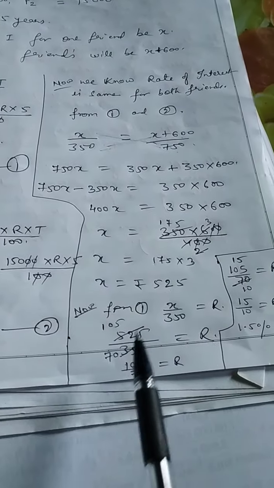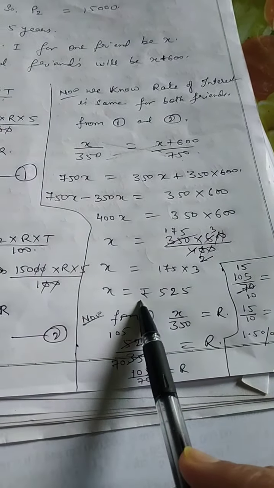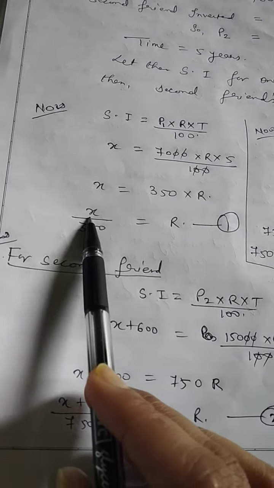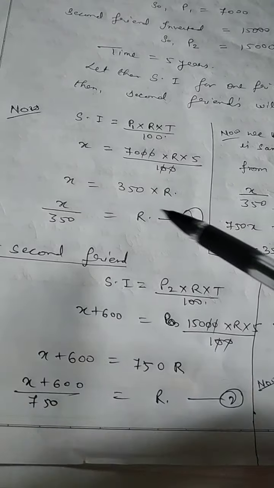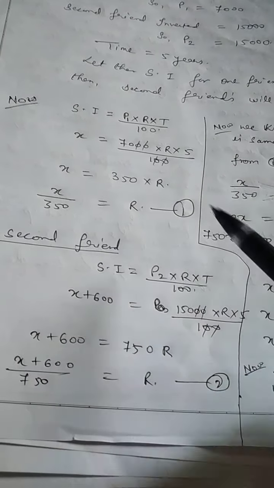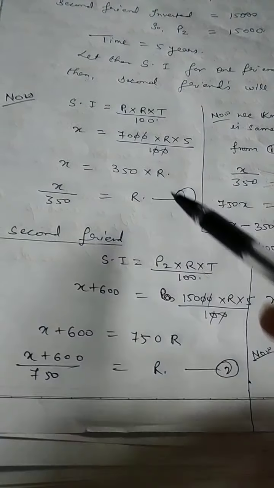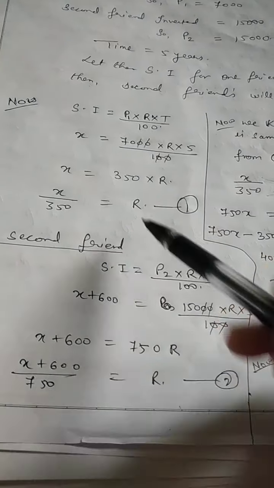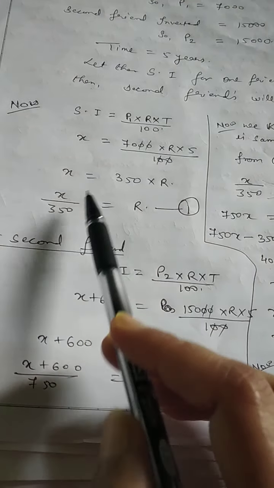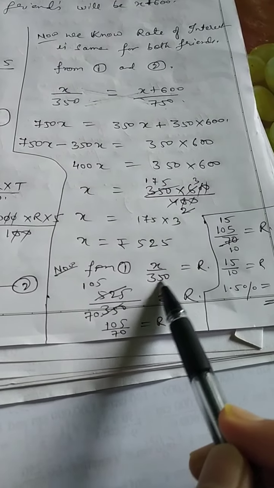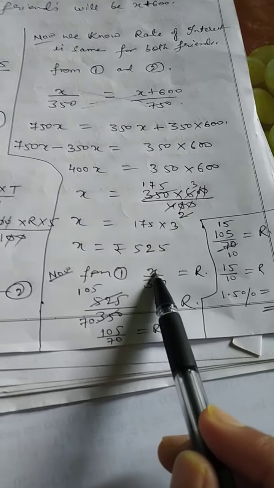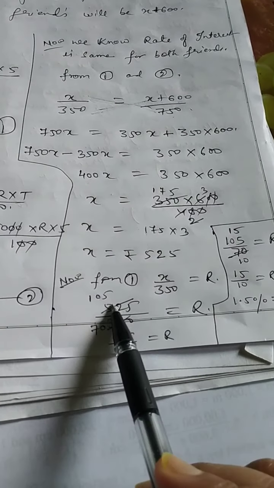Now if you got the value of X, then we can put the value of X here and take out the rate by putting the value of X in equation 1 or in equation 2. In any one of these two equations you can put the value of X. I will put it in equation number 1. So equation number 1 is X by 350 is equal to R. So we will put the value of X here. X value is what?